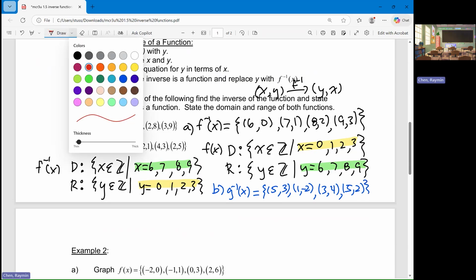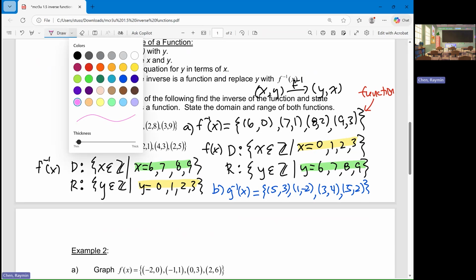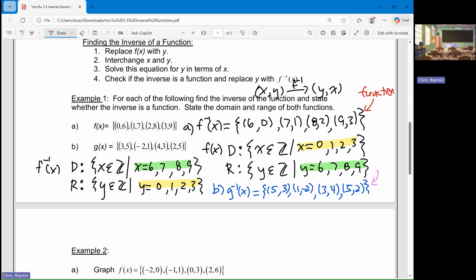Now let's take a look at the answers that we actually got. Notice, this is a function. Its inverse, for every element of x, there's only one output. However, for question B, and I apologize, this is smaller in pink, we have (5, 3), (1, -2), (3, 4), and (5, 2). This is a relation. Hopefully that made sense. Feel free to refer to the textbook.